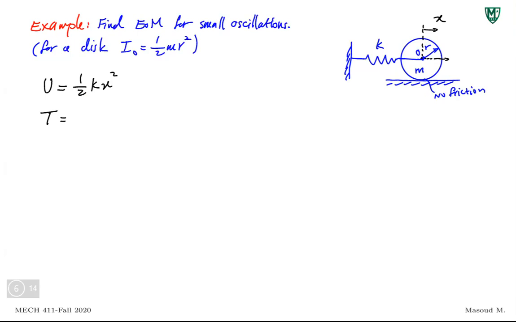Again, if it was just a cart or a box, it would only have translation, back and forth. Right now, it translates back and forth, and at the same time, to be able to translate, it also rotates. So it has both translation and rotation. So I put both of them: 1 over 2 m x dot squared. For rotation, let me see if I can erase this part. I will take rotation, let's do it this way, theta.